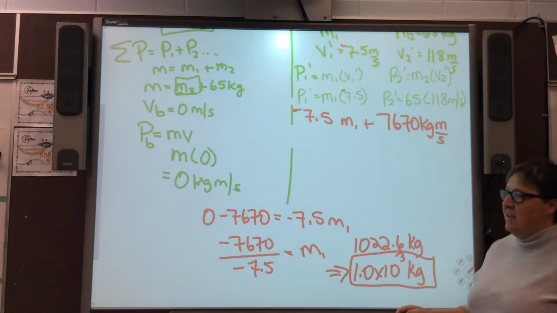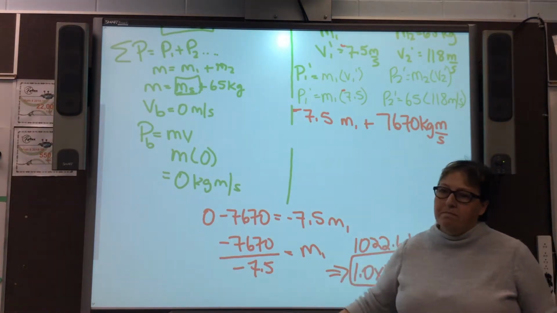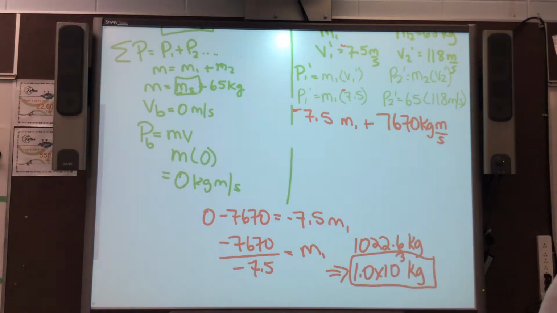Okay, so the mass of the satellite is 1,000 kilograms, which I believe is a ton. A ton. Yeah. I'm not 100% sure. Me neither. There's tons and tonnes, and I don't know them very well.